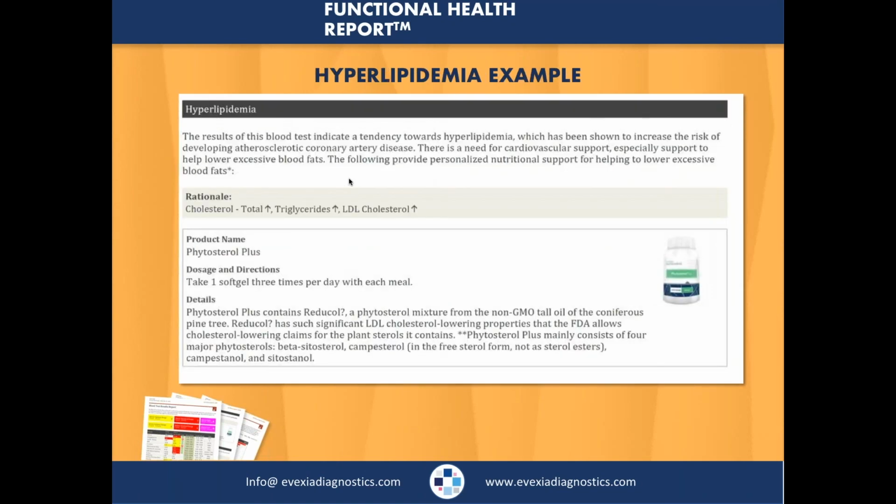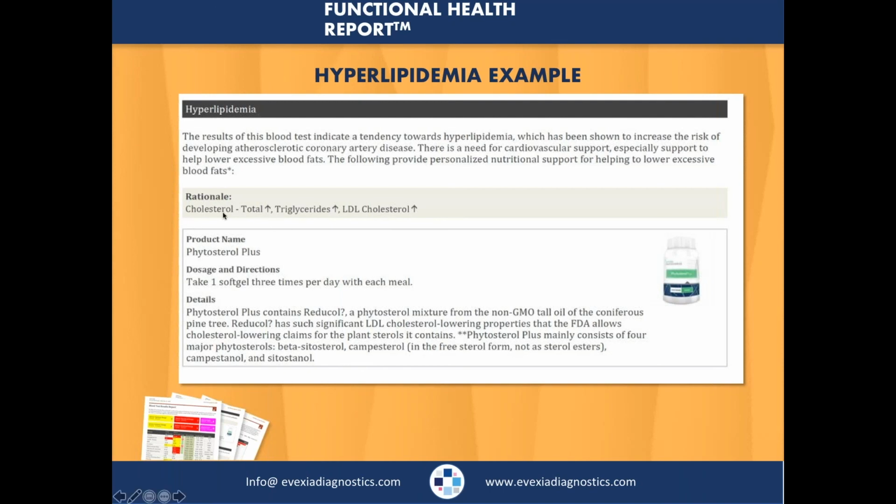Now, what you'll also get back on the report is something to help you and your patient, because there's also a readout. In this case, hyperlipidemia was picked up. So it explains what that is, the increased risk, the potential for atherosclerotic coronary artery disease and so forth.